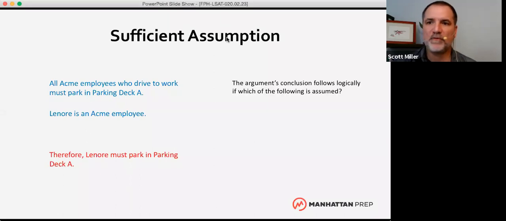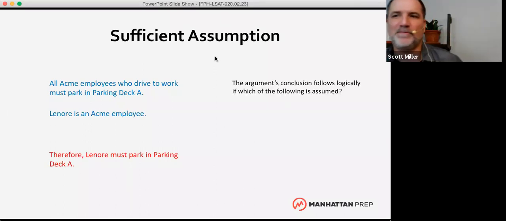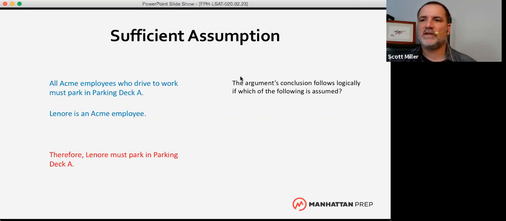That's why we call them the assumption family. So one type of question is the sufficient assumption question. This is the wording that you'll see in the question stem: the argument's conclusion follows logically if which of the following is assumed. If we assume one of the answer choices, then we get a valid argument. The conclusion does follow logically.